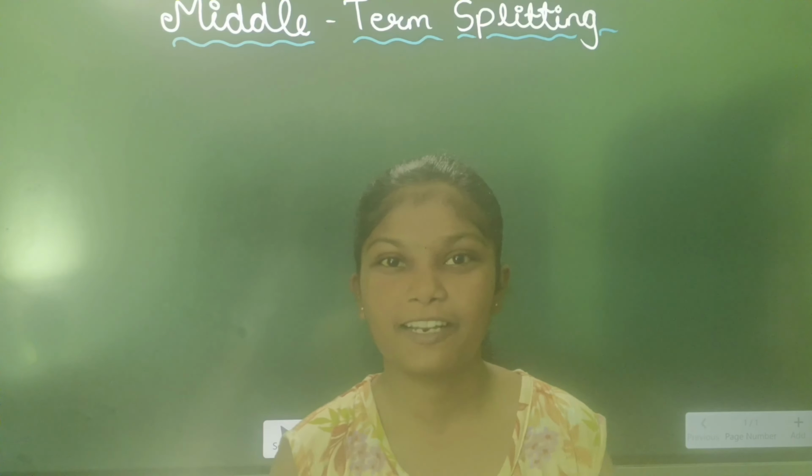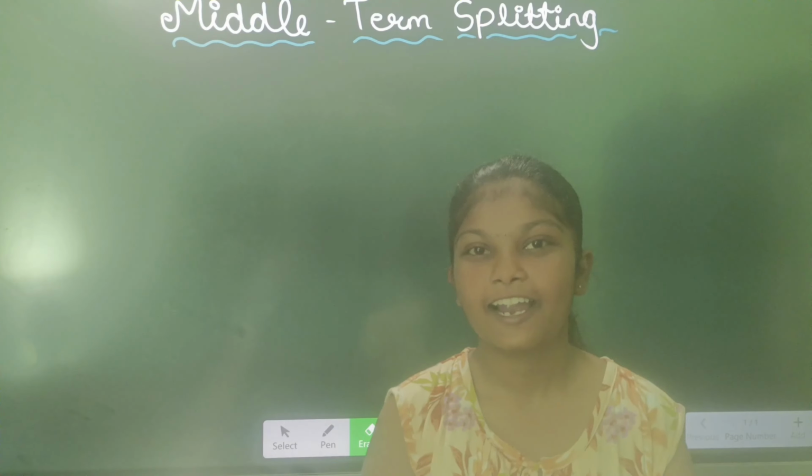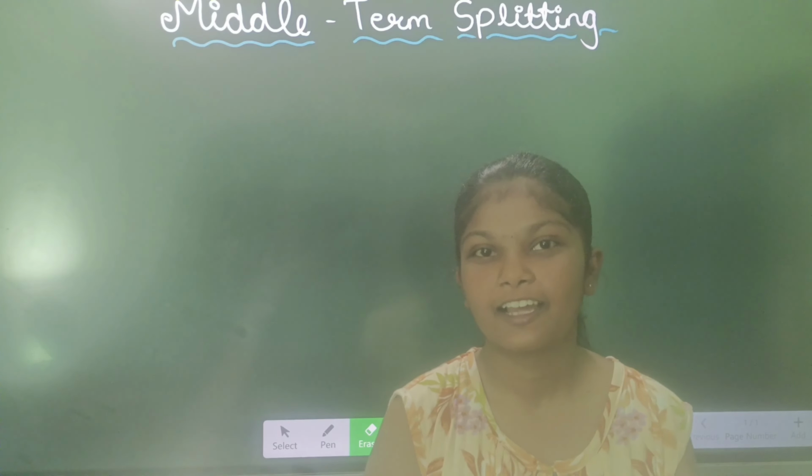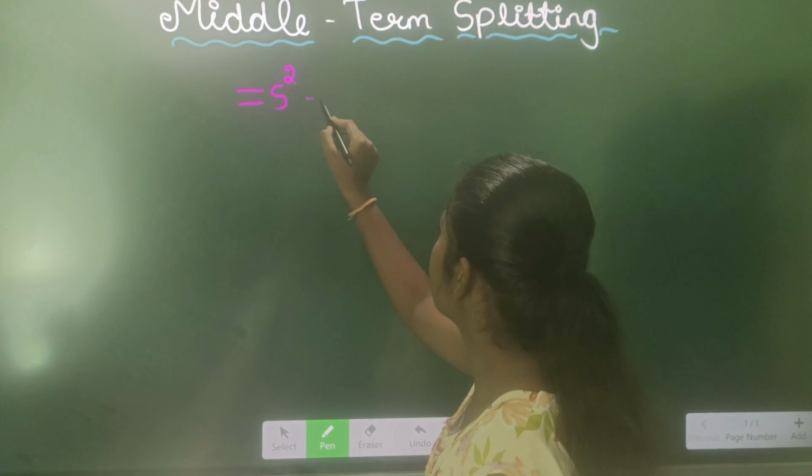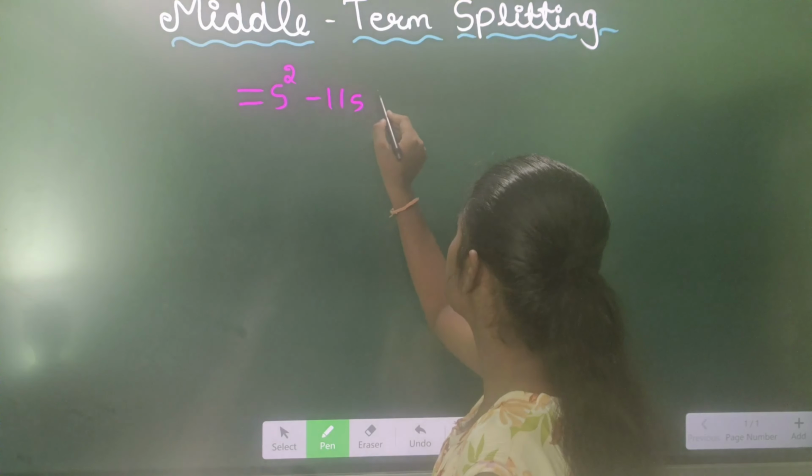Now I am going to explain our easiest subject, mathematics, and the topic is middle term splitting. Let's go through one example: a square minus 11a plus 24.